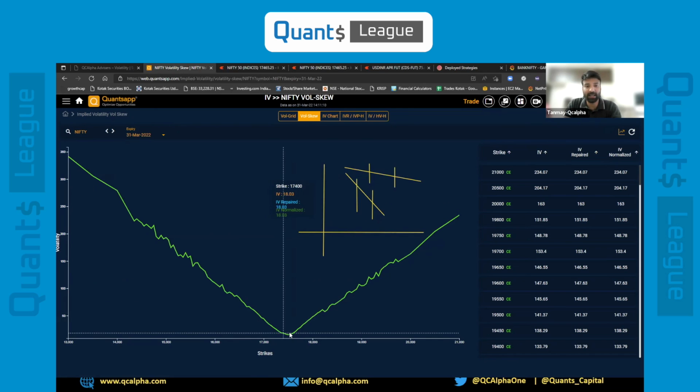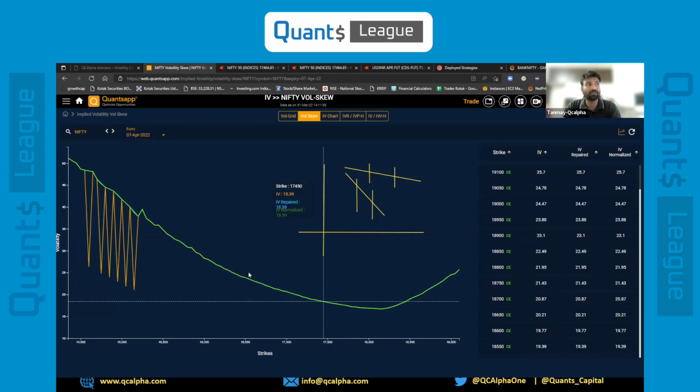By principle, any trade would benefit if you buy something cheap and sell something costlier, then you should make a benefit out of it. Similarly, on the skew trade, you should understand whether the 16,500 call or put is trading cheap relative to your ATM. ATM is trading at 18 IV, and your 16,500 call and put is trading at 24 IV. So whether 24 IV is cheap or probably expensive.